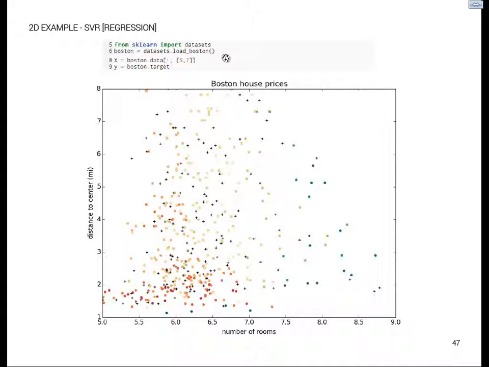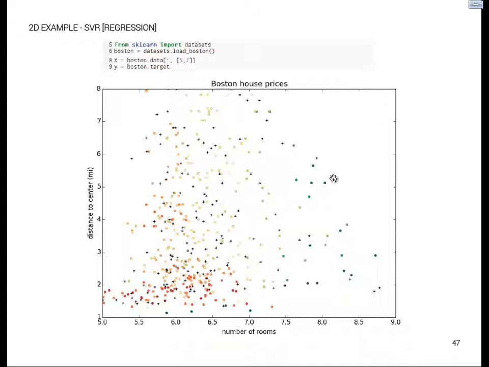One of them is the Boston housing prices data set, which has 13 features of different houses, and then the average market price of that house. And it's a 13-dimensional data set, but I've just used two features so we can visualize this the same way. So here we have the number of rooms of each house, and here we have the distance to an employment center, and the color is the average market value. Red is low value, green is high value. It's a two-dimensional data set.